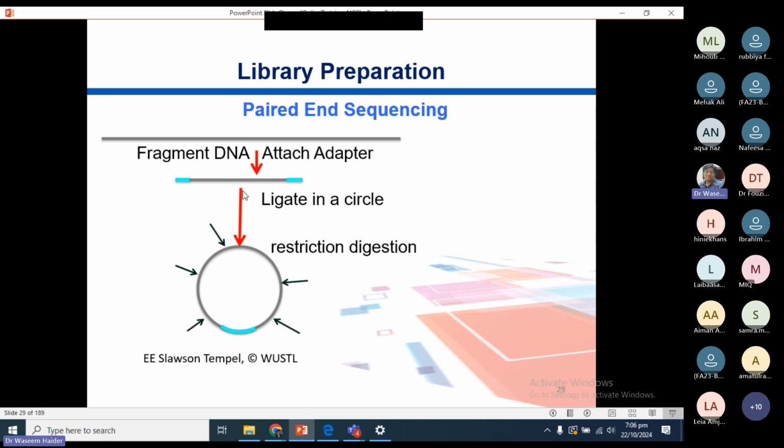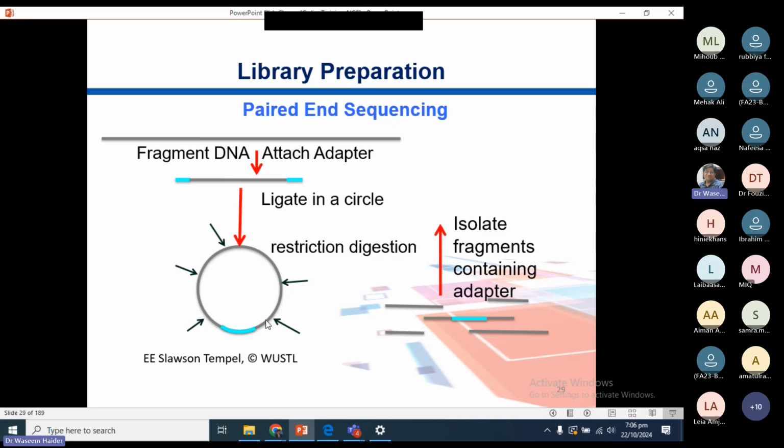and then you do the restriction digestion. You cleave and cut that part and only take the part that has the adapter, so that has your ends. For example, this is the forward end and this is the other end, right?